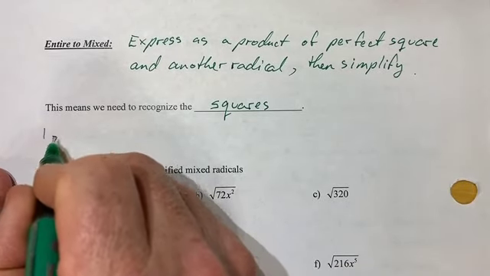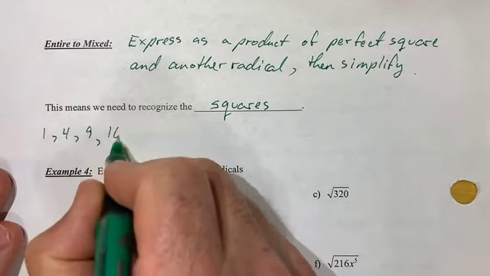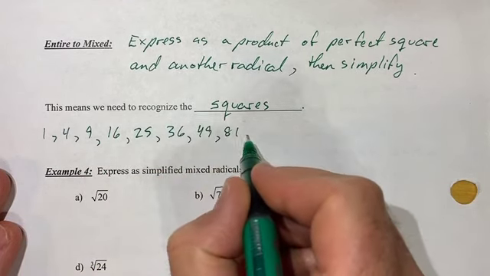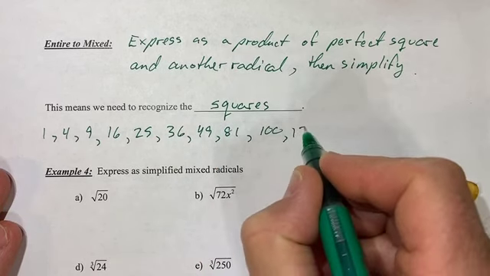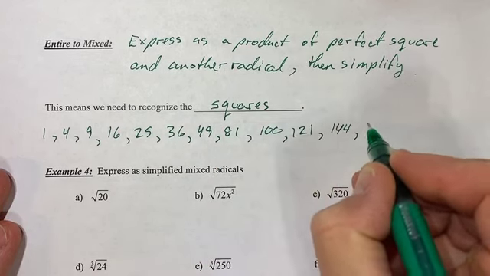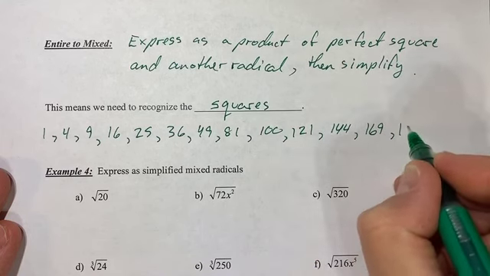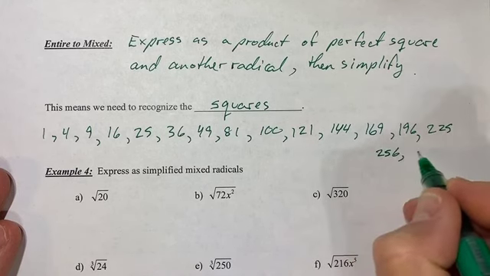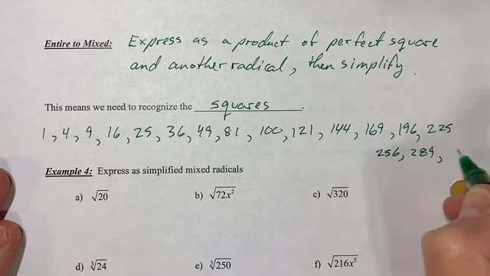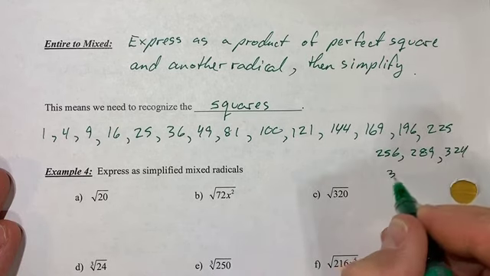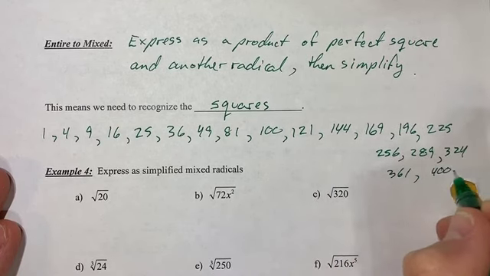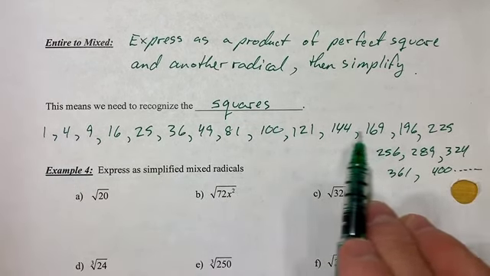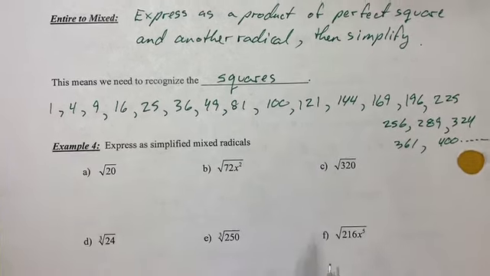1 squared, 2 squared, 3 squared, 4 squared, 5 squared, 6 squared, 49, 81, 100. 11 squared is 121, 144, 169, that's 13 squared. Then they switch, 196, 14 squared, 225, 15 squared, 256, 289, that's 17 squared, 324, 361, 20 squared is 400, 441, 484. You know what? The first 15 or so, right up to around here, those are the ones you're going to recognize.